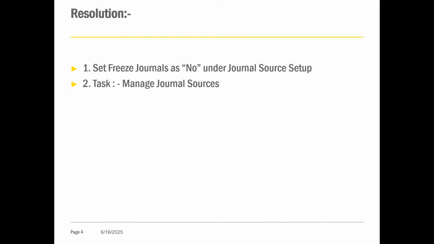But this being an exception case, we took the required approval. We set the free journal option as no under the journal source, and then we asked the user to reverse the journal, and after that we reverted our setup. That's very much important. This is how we resolved the issue. Let me show you how we resolved the issue in the Oracle application.